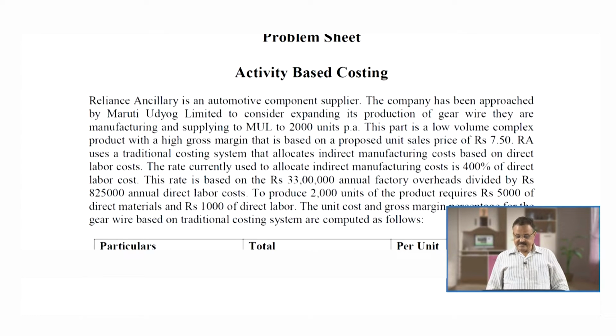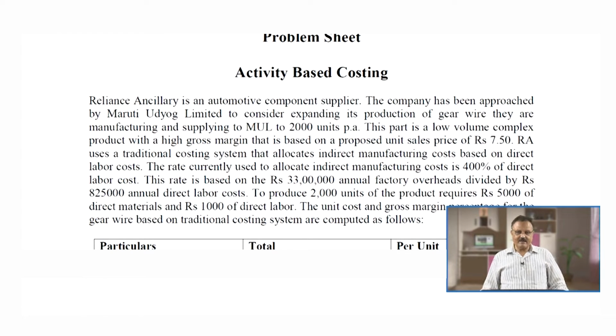This part is a low volume complex product with a high gross margin that is based on a proposed unit sale price of 7 rupees and 50 paisa. The per unit price at which Reliance Ancillary is selling to Maruti is 7 rupees 50 paisa. Reliance Ancillary uses a traditional costing system, that is the absorption or total costing system, that allocates indirect manufacturing cost based on direct labor cost.